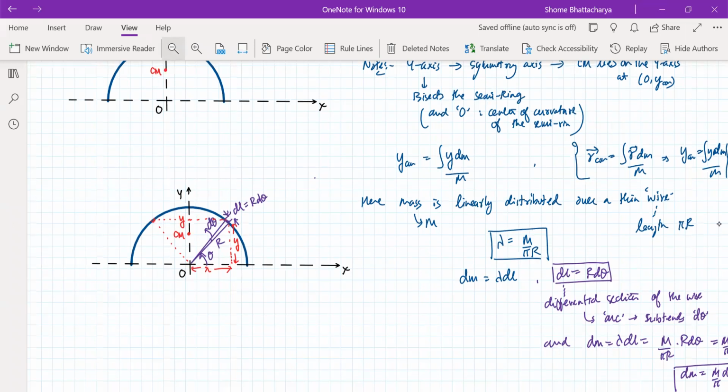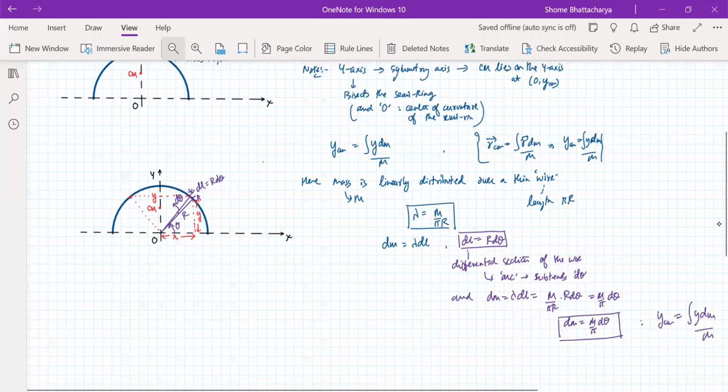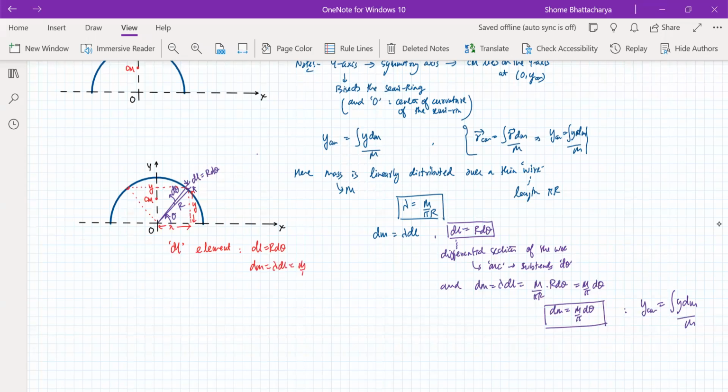So now I can see the y coordinate of that particle, that dl element. Its length is r d theta, its mass is therefore m by pi d theta, and its position x comma y is such that y is equal to r sin theta, just as x is equal to r cos theta. So we will use this information for this integration now.